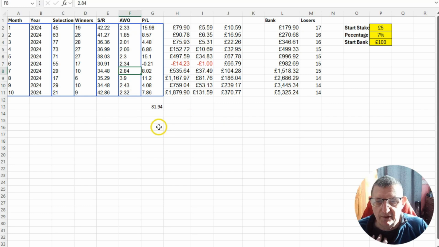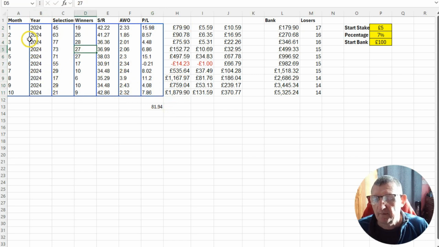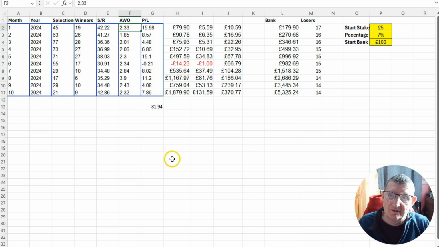Okay, so I put the results in the spreadsheet. The only column you really need is the PL column. You don't need the rest of this. You could delete that if you wanted to, but I just pasted over the whole result sheet into here. So you could actually do this daily. You could do it weekly. I'm just going to show you how to do it monthly.